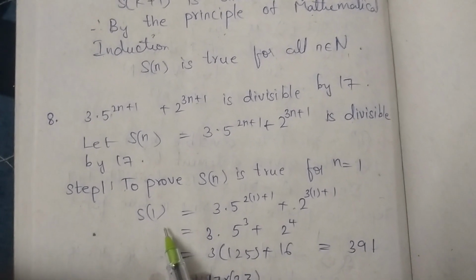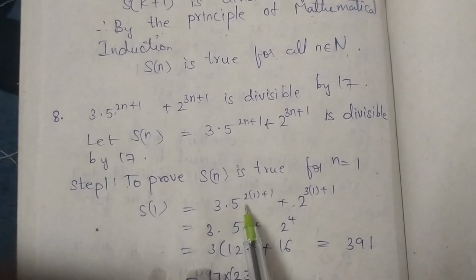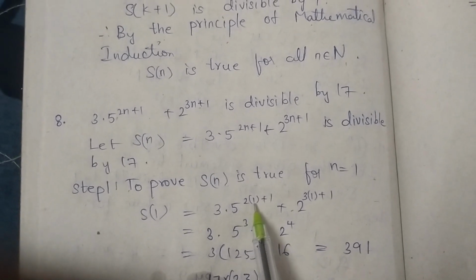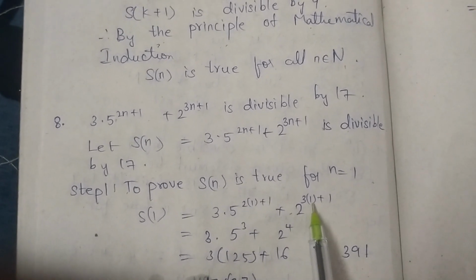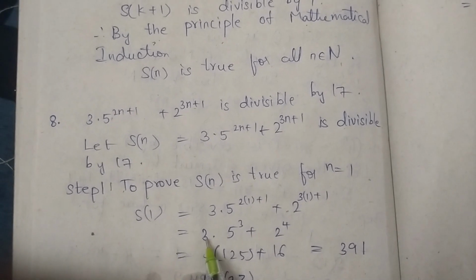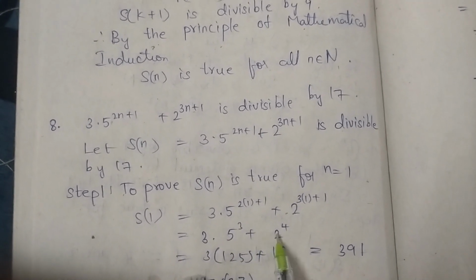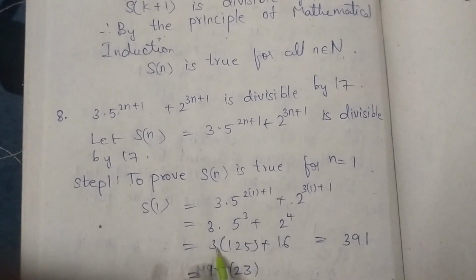So S(1) is equal to 3 into 5 power 2 into 1 plus 1 plus 2 power 3 into 1 plus 1, which is equal to 3 into 5 power 3 plus 2 power 4, which is equal to 3 into 5 power 3.